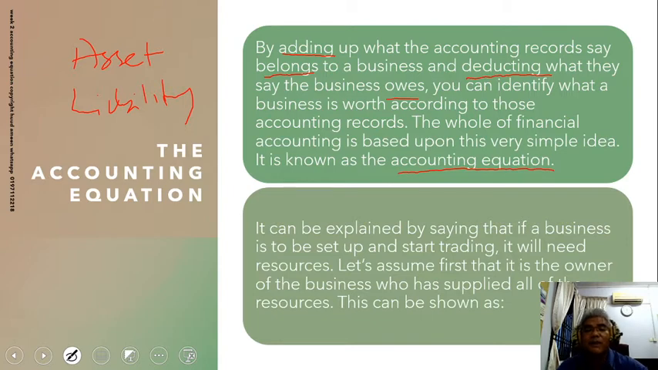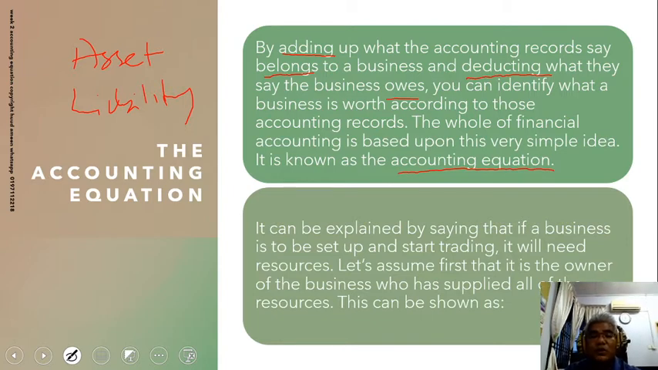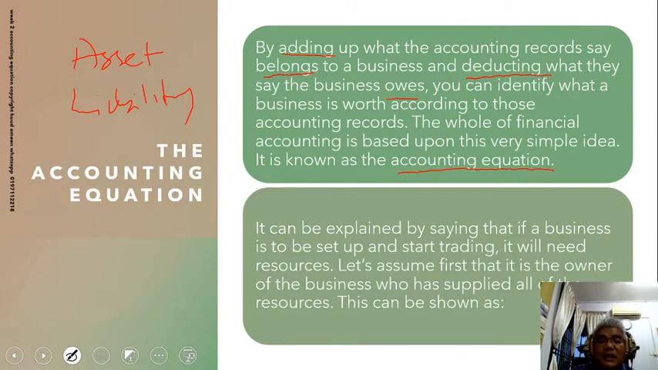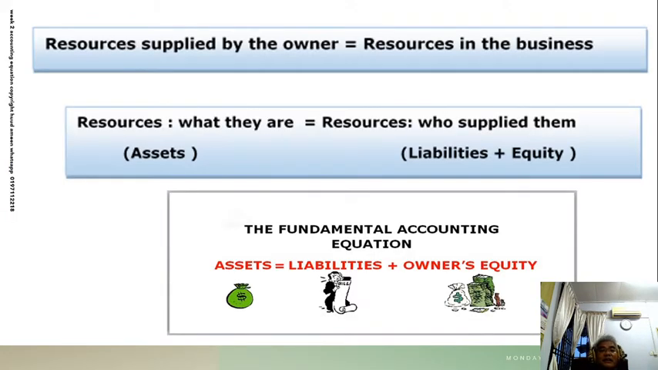It can be explained by saying that if a business is to be set up and start trading, it will need resources or capital. Let's assume first that it is the owner of the business who has supplied all of the resources. From these explanations, I already highlight the most important terms: asset, liability, and capital.